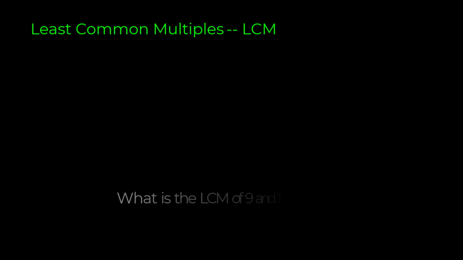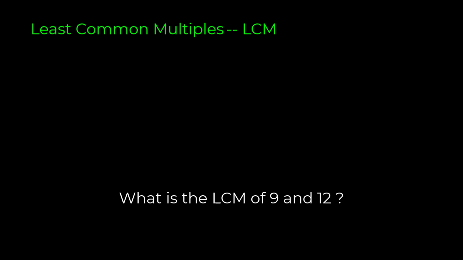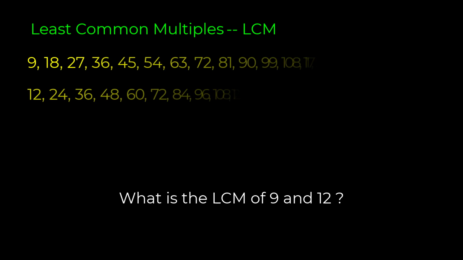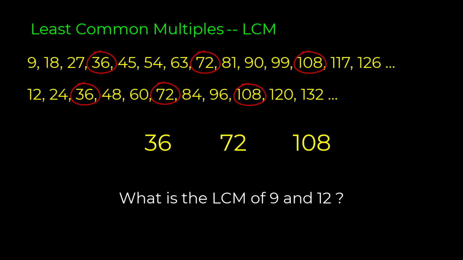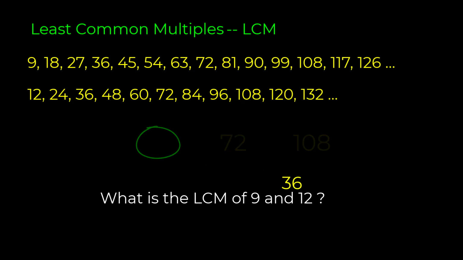What is the least common multiple of 9 and 12? First, let's start by writing down the multiples of 9 and 12 like this. I see three numbers that are common to these series: 36, 72, and 108. The least of these numbers is 36, which is therefore the least common multiple.